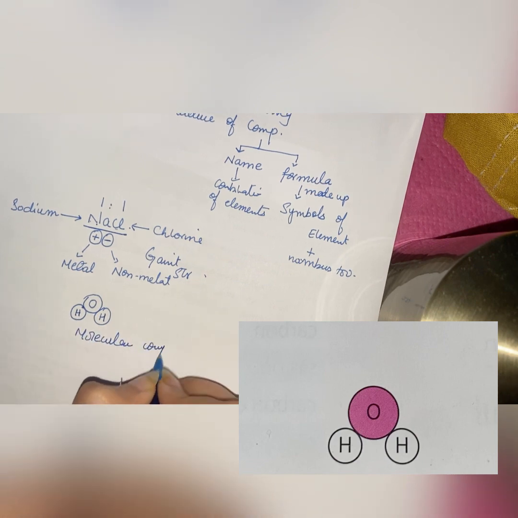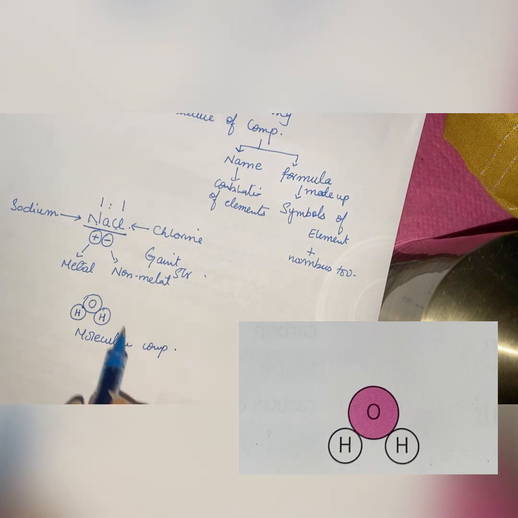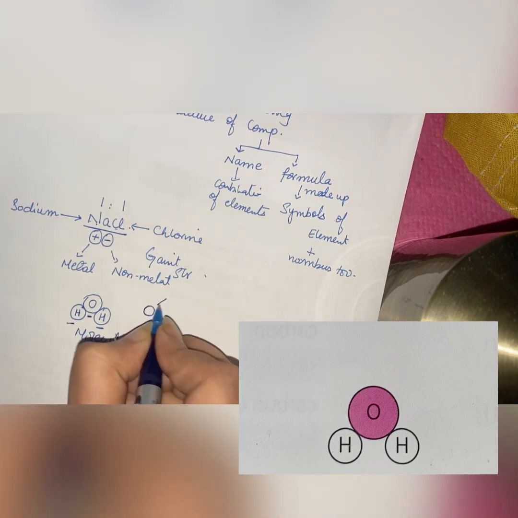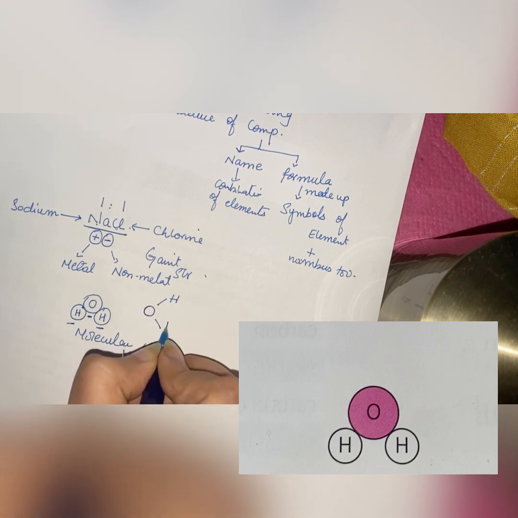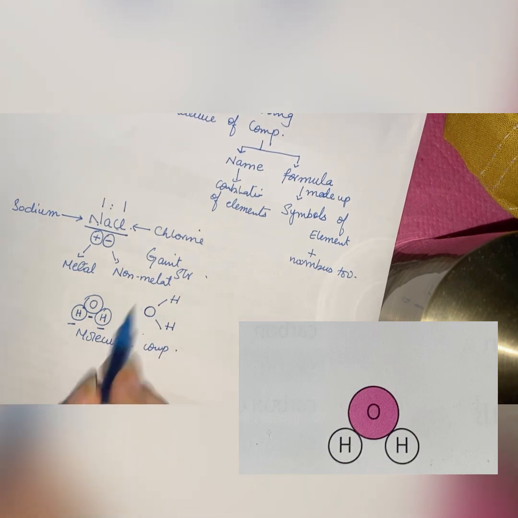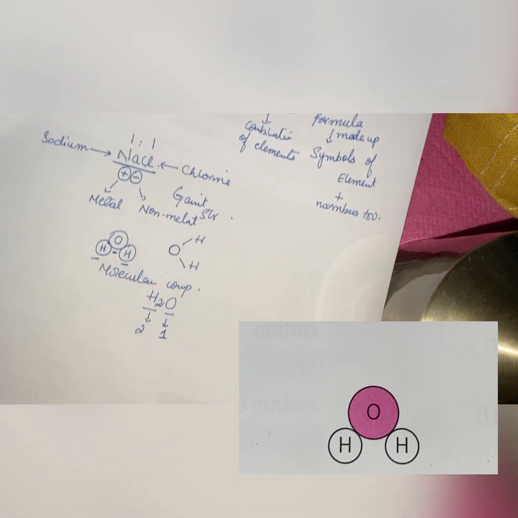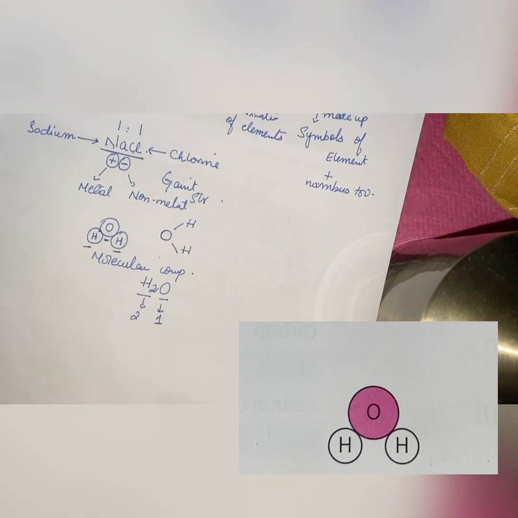If you see the molecule of water, you will see that for every oxygen there are 2 atoms of hydrogen. That means for every oxygen, 2 atoms of hydrogen are bonded to it. So the formula of the compound would be H2O. That means 2 atoms of hydrogen and 1 atom of oxygen combine together to make up a water molecule.